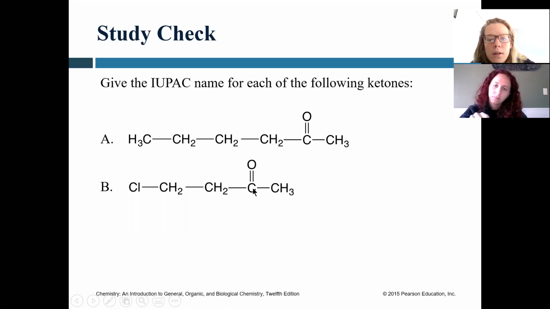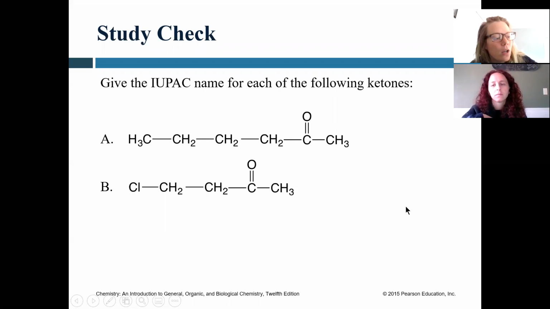Second one, 1, 2, 3, 4. This is not a carbon, this is a chlorine. So 4, so that's butane. It's on the second, but it doesn't matter if it's got 4 because it's either going to be here or here. It'll be on the second in either situation. So we're going to call this butanone.